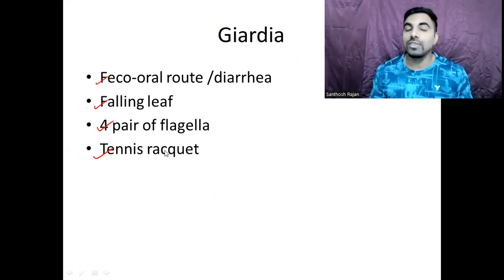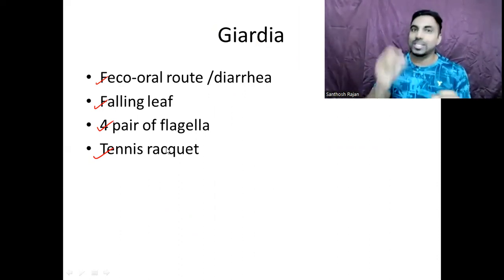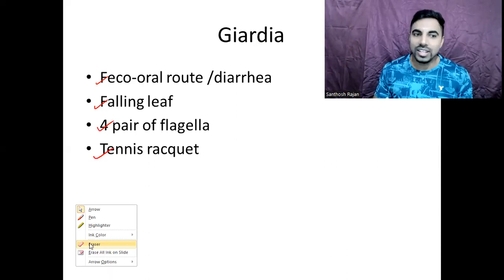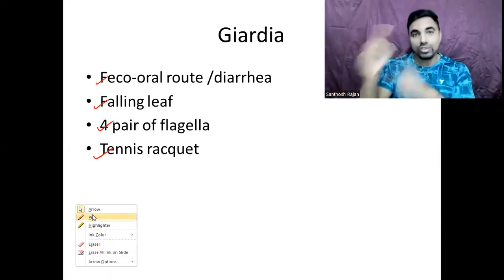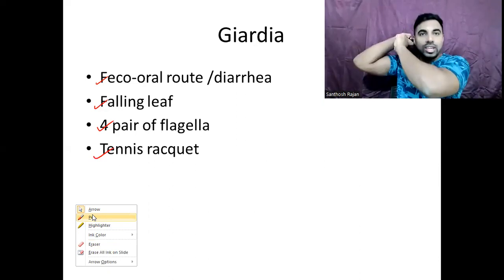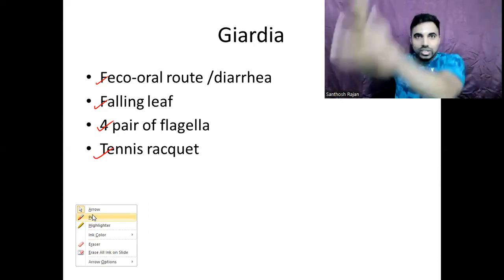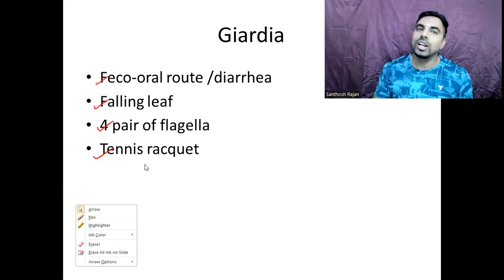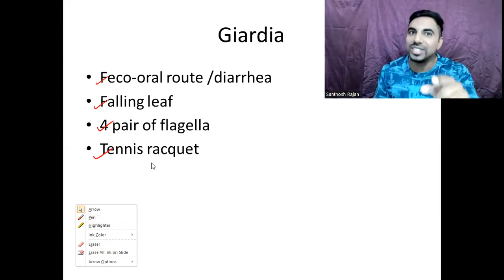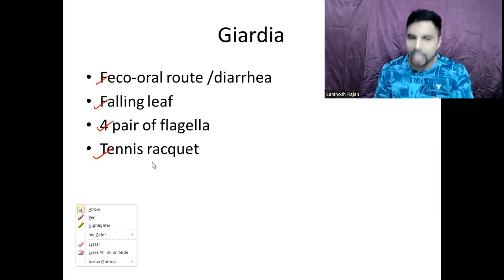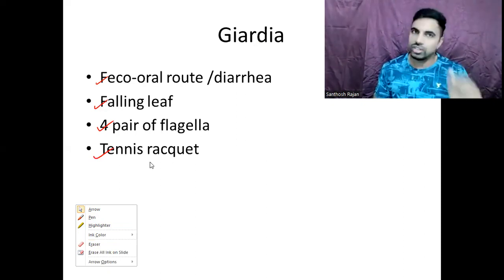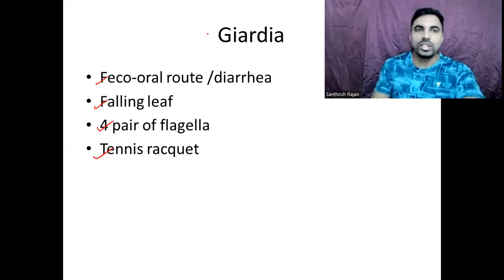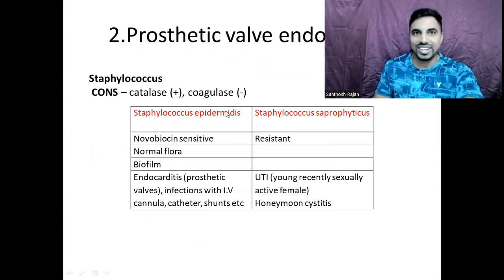Of course, we usually study tennis racket in Clostridium, the spore, especially Clostridium tetani. So we have a tennis racket there, but another tennis racket is here. For future exams, remember: ghee with a tennis racket, you hit the ghee and it falls down, falling leaf motility. Another tennis racket is the terminal spore in Clostridium tetani, also Clostridium difficile in some cases, but most commonly asked is tetani only. Tetanus drumstick. So that's your revision. This was the first question, about Giardia. I hope you guys did it right.